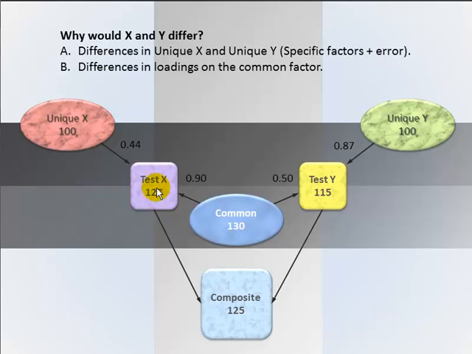We could fix this by weighting test x more strongly than test y if we knew the loadings, but if we don't know and we just weight them equally, we're going to get this situation where we're not going to estimate the common score very well.